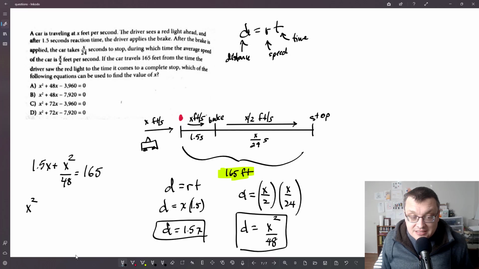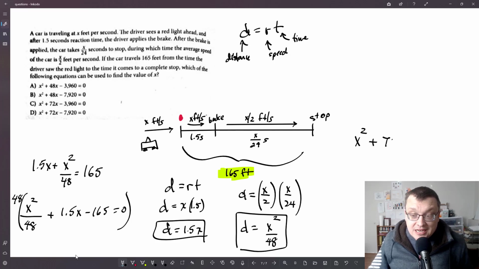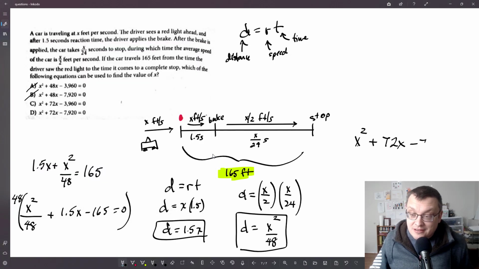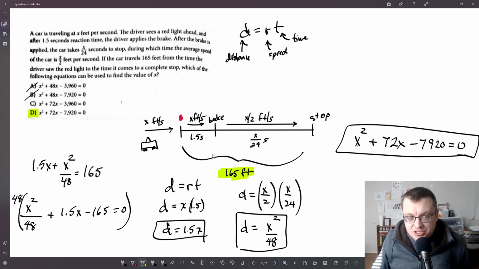Let's move that 165 over. So we have 0 on the right side. So we'll get something like this. We subtract 165 from both sides. Want to clean this up? Let's multiply through by 48. And I'm going to pick this up over here, I guess. So when I multiply both sides by 48, the 48 under the x squared cancels. 1.5 times 48 is 72. And so now, actually, we can get rid of a and b. And then I just need to do 165 times 48. We get 7,920, and it's minus. So there it is. That's our equation, and that matches choice D.